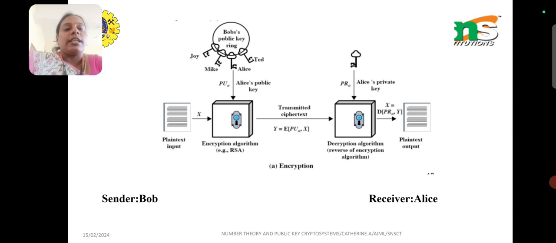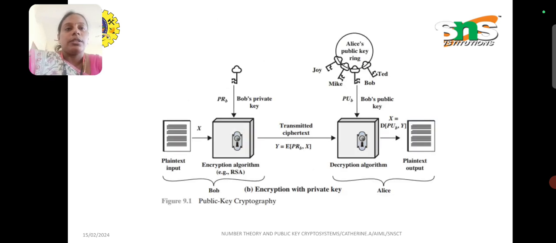So this is a diagram for a public key cryptosystem. Sender is Bob and receiver is Alice. Plain text input is sent to the encryption algorithm. The encryption algorithm creates the encrypted text by using Alice's public key, and the ciphertext will be sent to the receiver. Alice will get the ciphertext and decrypt it using Alice's private key. So finally we get the plain text output.